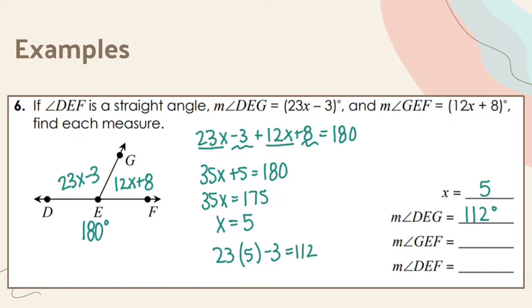Angle GEF is 12x plus 8. So 12 times 5 plus 8. That's going to give us 68. So this angle is 68 degrees. And finally, angle DEF, it's a straight angle. We don't have to do any calculations because we know that it is 180 degrees.